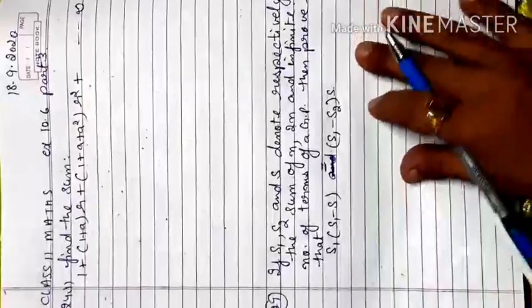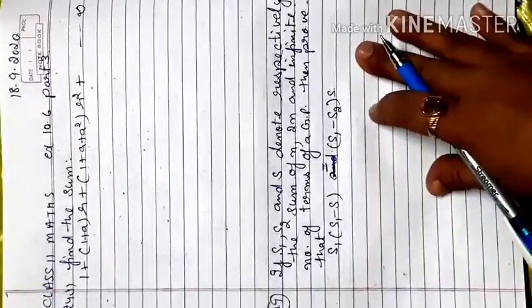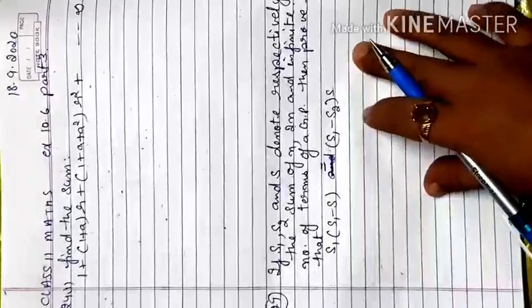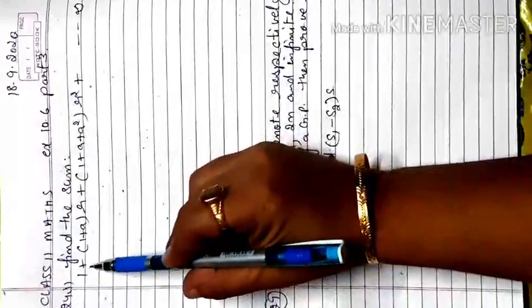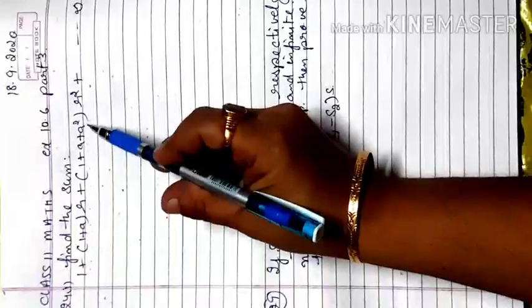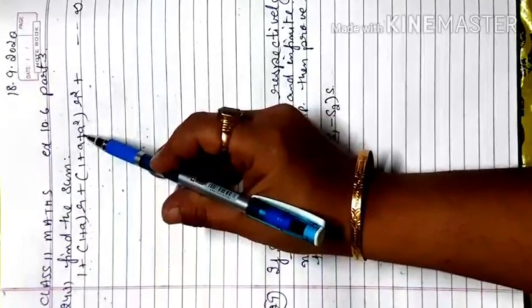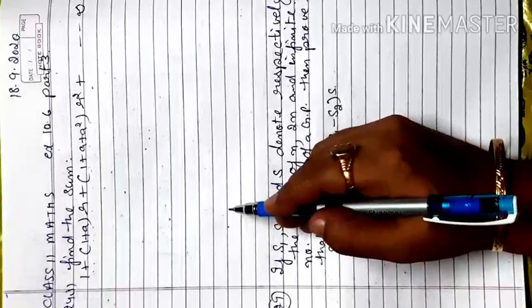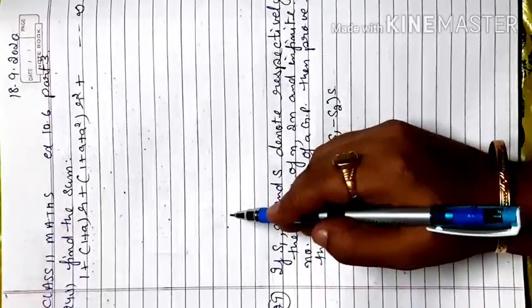In the 24th question, first part, you have to find the sum of the series up to infinity, and your series is 1 plus a, times r, plus (1 plus a squared), times r squared, and so on up to infinity. So you have to find the sum of the series.